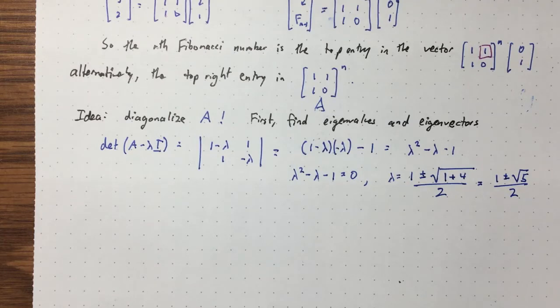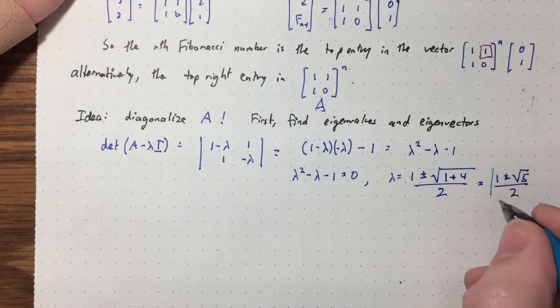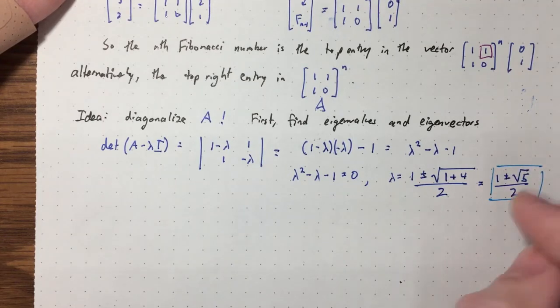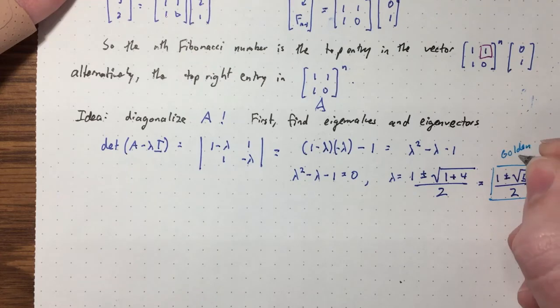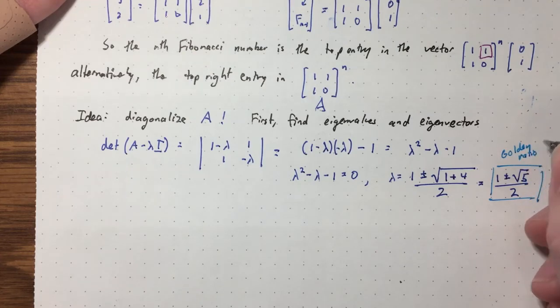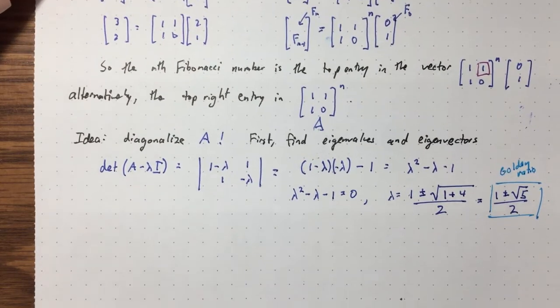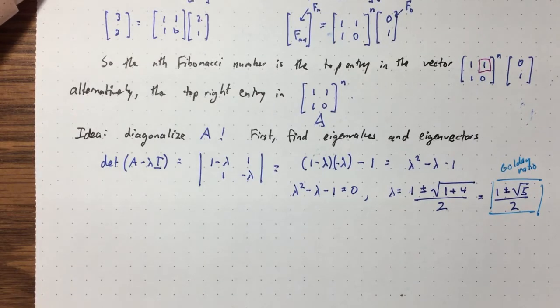This is a very special number. And you might have heard of this number before. This number here, at least with the plus, is called the golden ratio. This number also comes up all over the place, in nature, for example. Yeah, I should be more clear.